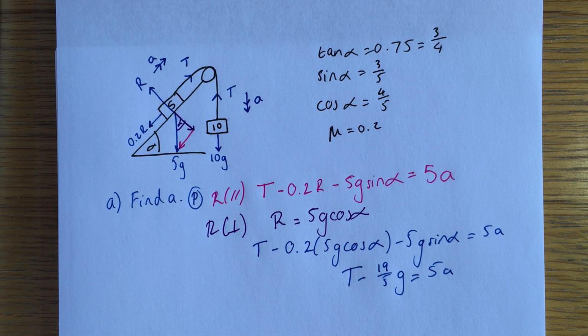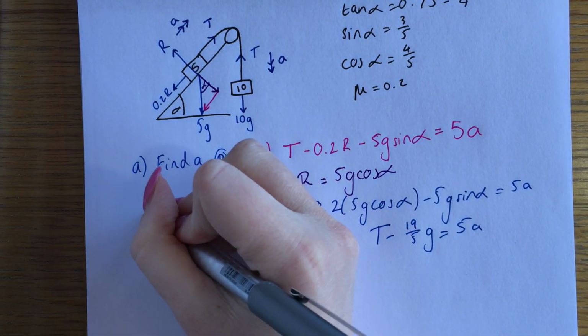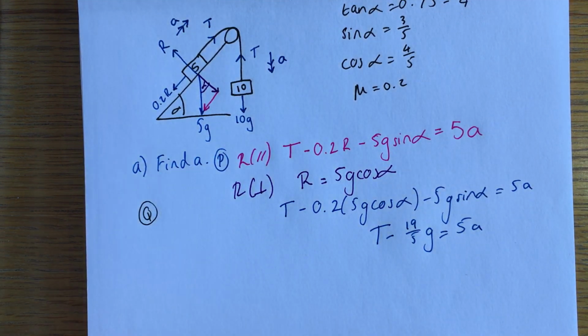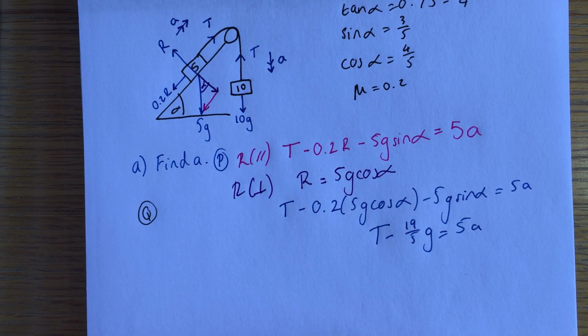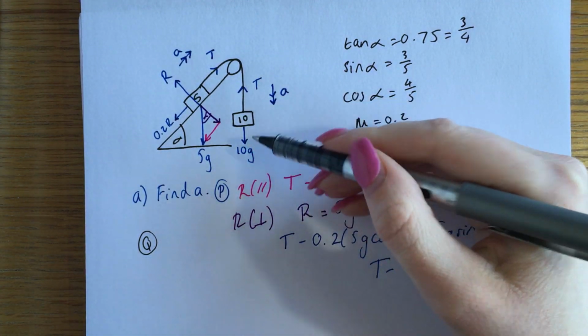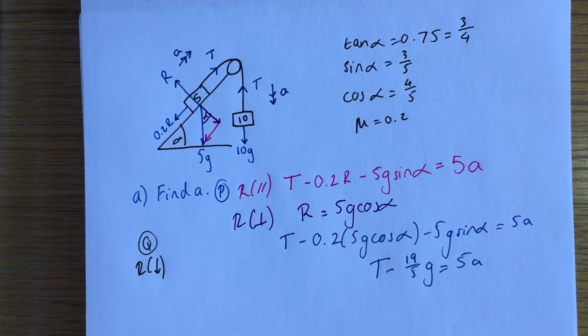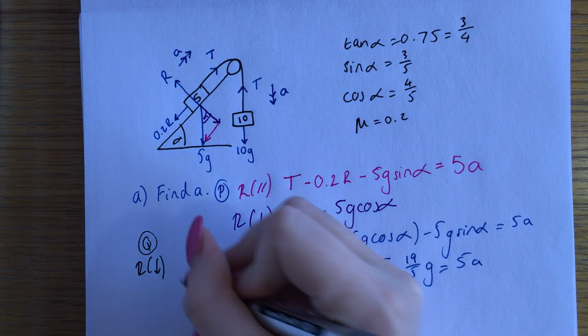I've only looked at particle P, so I'm now going to look at particle Q as a system in itself. So I'm just going to do that here, so I'm using a bit more of my paper more efficiently. So Q means I'm only looking at this bit here. So Q is moving downwards, so I'm going to resolve at Q vertically with the movement downwards as positive.